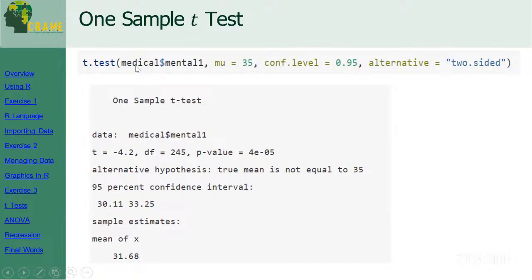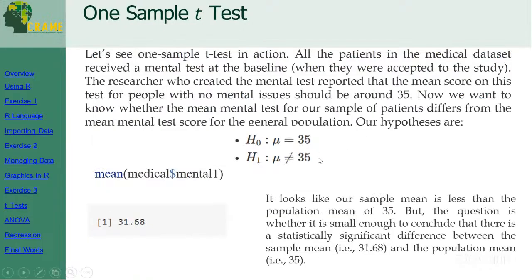What we are trying to test? Medical one. Where is it stored? In the medical data, so medical dollar mental one. Mu is 35. Confidence level 95%. Alternative hypothesis is two-sided, right? So when we test this, the alternative hypothesis being two-sided means what? It can be more than 35, it can be less than 35. If I would have taken mu is greater than 35, then it would be one-sided. If I would have written mu is less than 35, it would be one-sided, right?